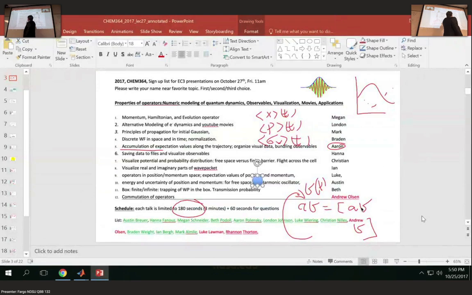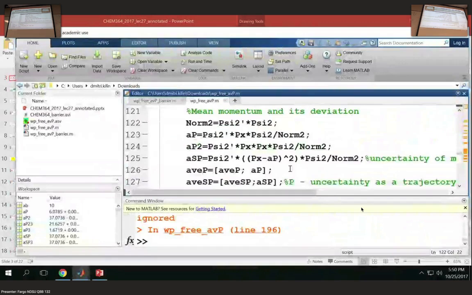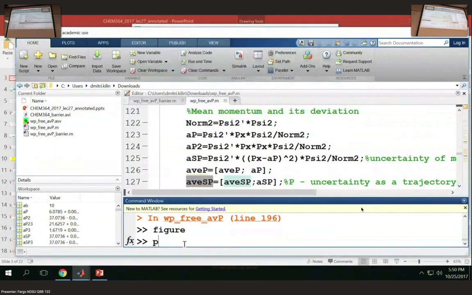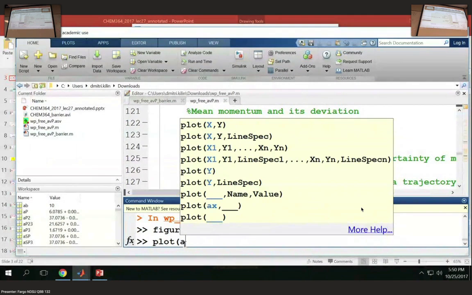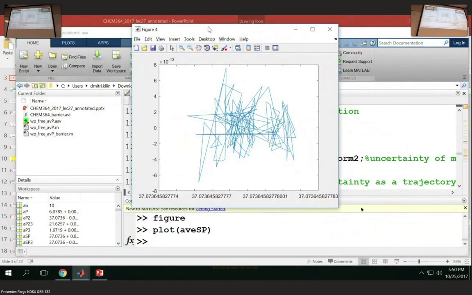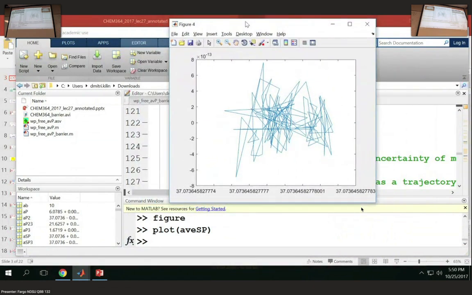Energy and uncertainty of position and momentum. So position yes, momentum no. The uncertainty of momentum is accumulated in the variable AV average SP. So I may just make a figure, a plot of this. It has this strange form because any variable may have a real and imaginary part. But we should understand that the imaginary part, which is typically on the y-axis, is 10 to the minus 13, which means it is 0.